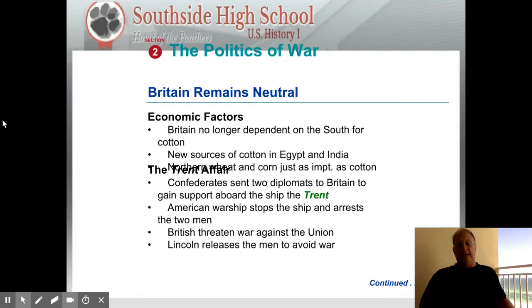And then there's the Trent Affair. This isn't showing up well on the screen, but that's the Trent Affair. Confederates sent two diplomats to Britain to gain support aboard the ship the Trent. An American warship stopped the ship and arrested the two men. Britain said, "You can't stop one of our ships to get anybody off." The Americans said these were rebels, so there was a little bit of a standoff, and Britain threatened war against the United States if they didn't release these two Confederate diplomats. There's a story that British troops were actually boarding ships for Canada while the band was playing Dixie. To avoid war, Lincoln released the two men.